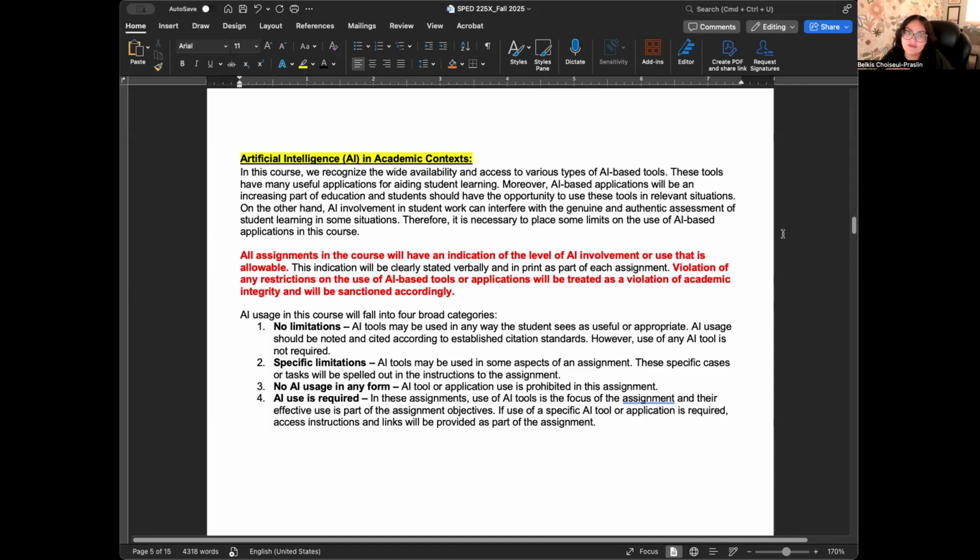Because this class relies on a lot of personal reflection, there is not a ton of AI usage allowed, but there is some, and very specific ways to use it are listed within each assignment. I really want to make sure you understand that, because that is going to be included in the rubric of every assignment as well, to ensure that we're all on the same page about what it means to use AI for this course.